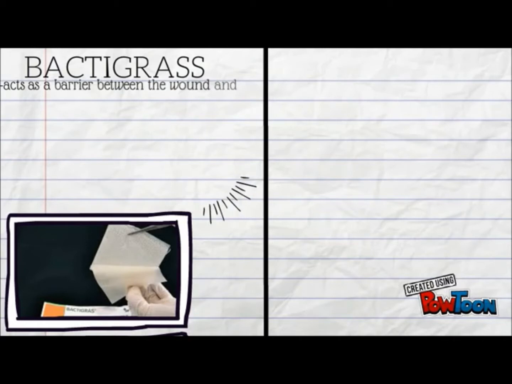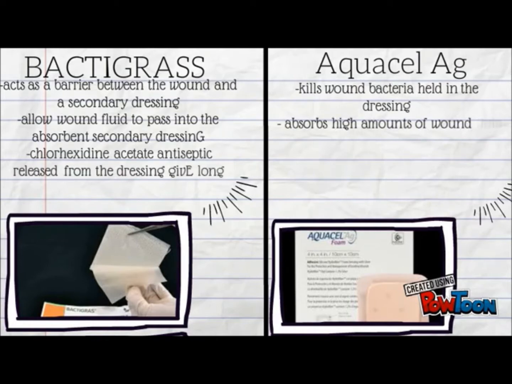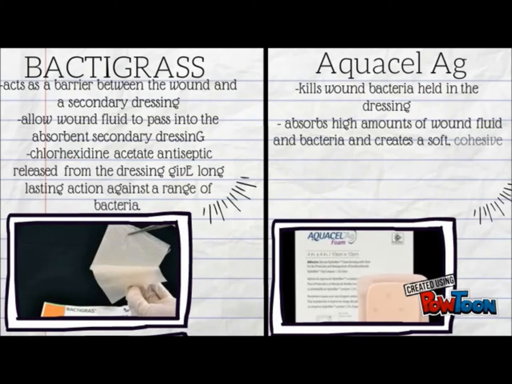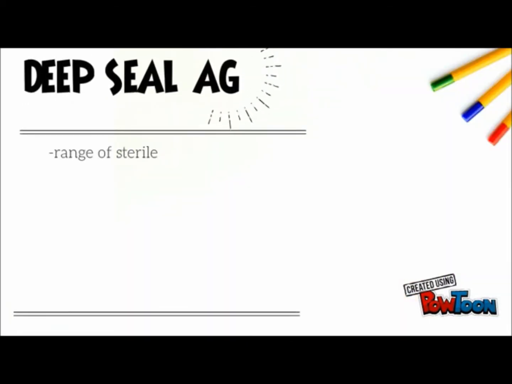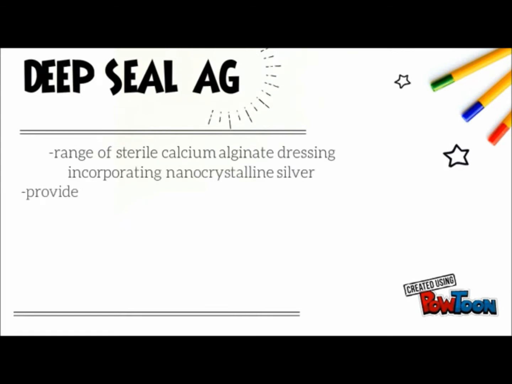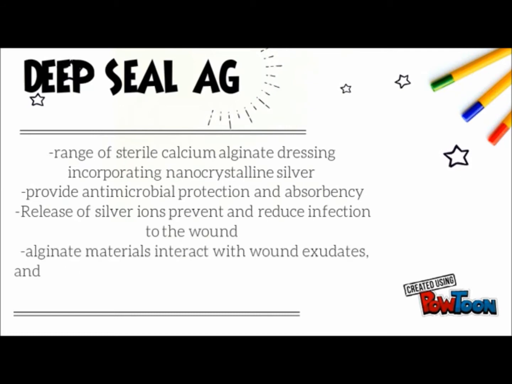Bactigras acts as a barrier between the wound and a secondary dressing, and Aquacel Ag kills wound bacteria held in the dressing. It absorbs a high amount of wound fluid and bacteria and creates a soft cohesive gel. Durafiber Ag, a range of sterile calcium alginate dressing, provides antimicrobial protection and absorption, and releases silver ions to prevent and reduce infection to the wound.